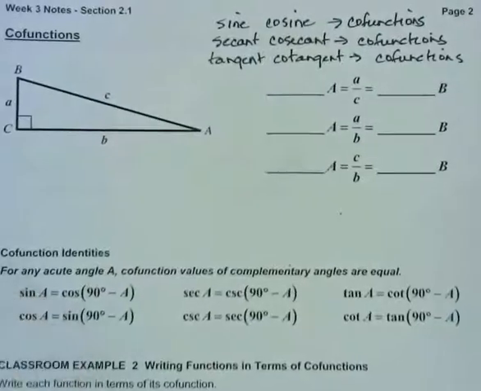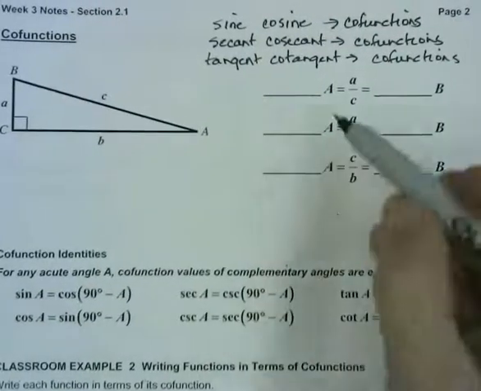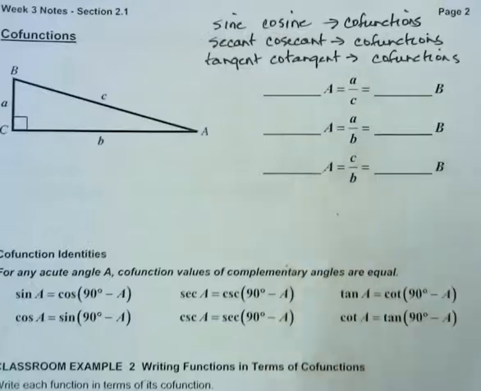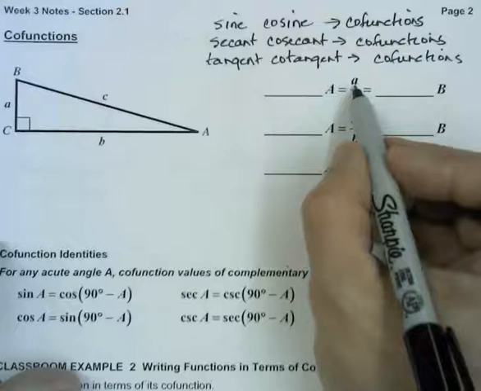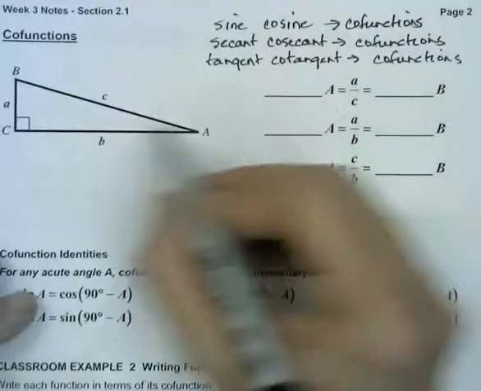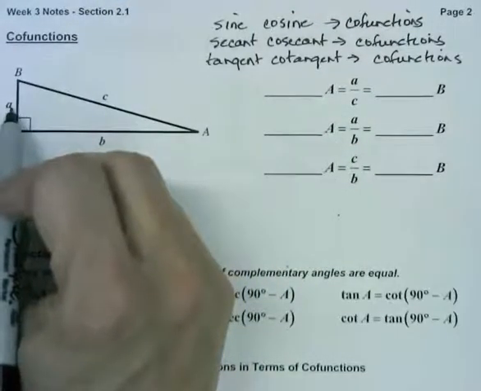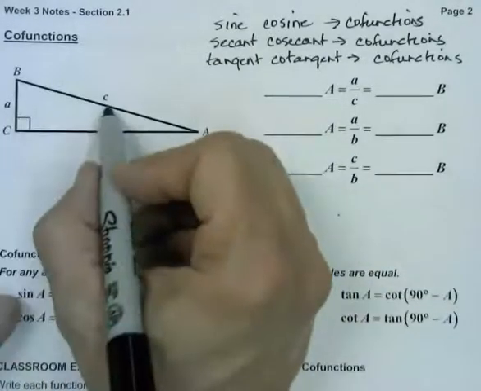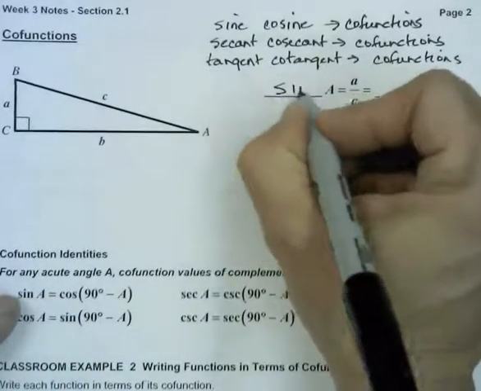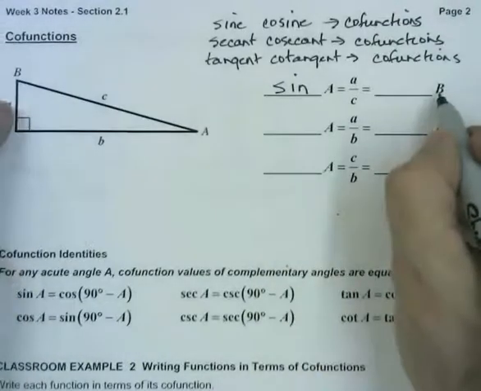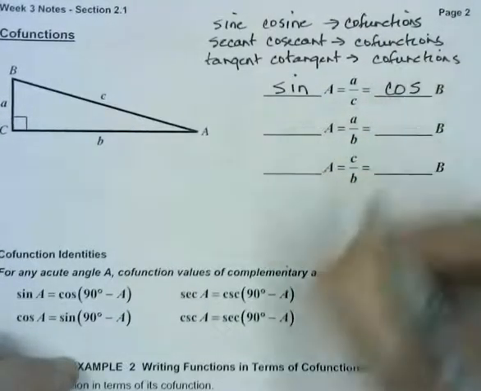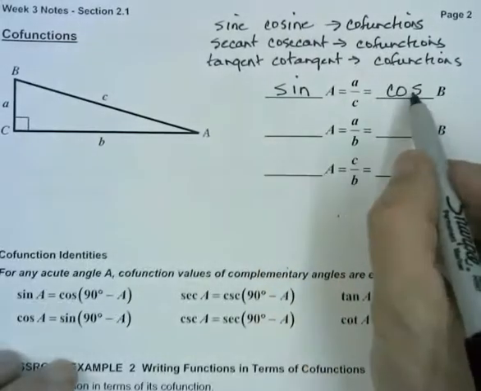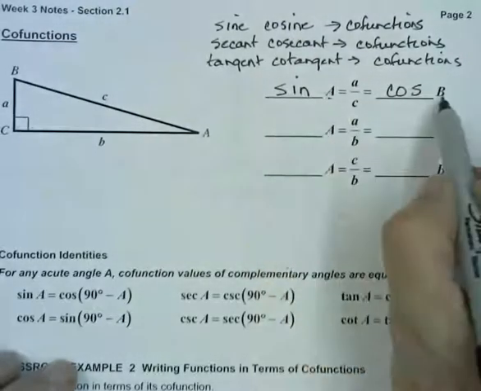What it means when we have two functions that are cofunctions is that their values for complementary angles are going to be the same. So for instance, in this right triangle, if we look at A over C, for angle A, the side A would be the opposite. So A over C would be opposite over hypotenuse. That means that would be the sine of A. If we look at angle B, though, the side A is the adjacent side. So A over C would be adjacent over hypotenuse, which would be the cosine of B. So it's just switching from sine to cosine when we switch from the angle to its complementary angle.